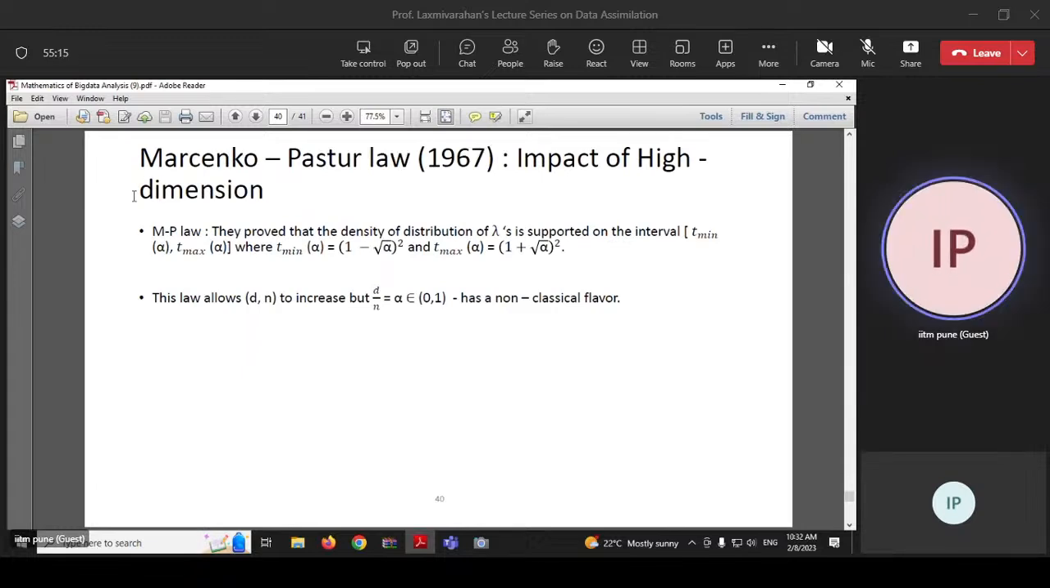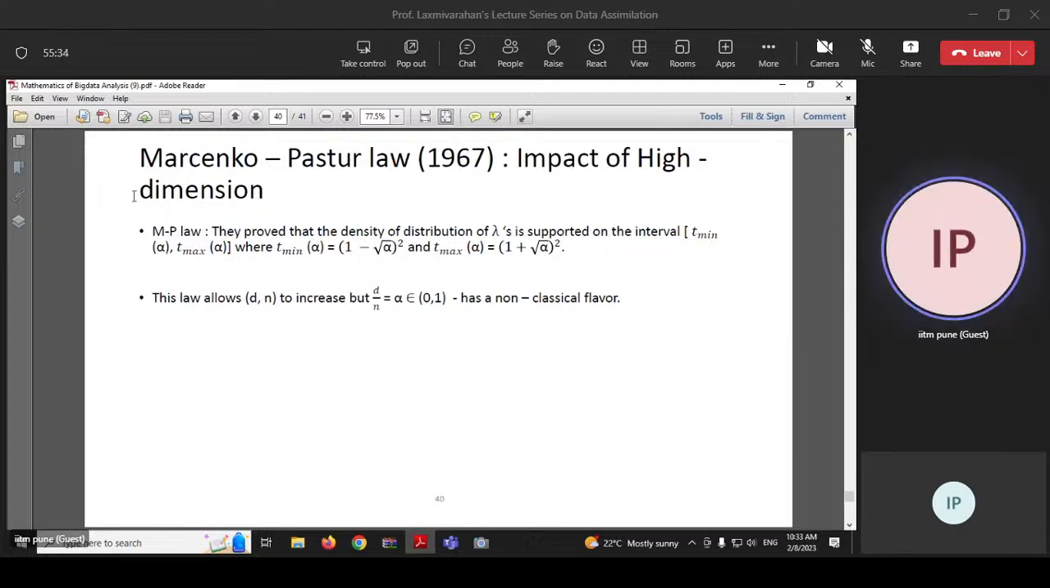This result was done by two Russian mathematicians. Look at that now. They are mathematicians. They did it in 1967. They did not even anticipate its applicability. It's called the Marchenko-Pastur law. They wrote a paper on the impact of high dimension.